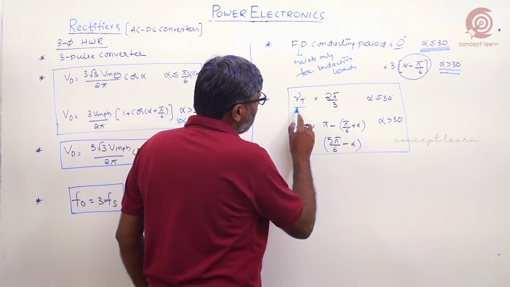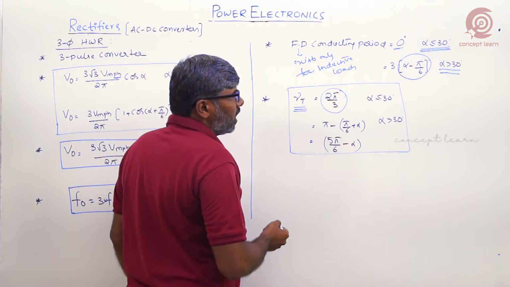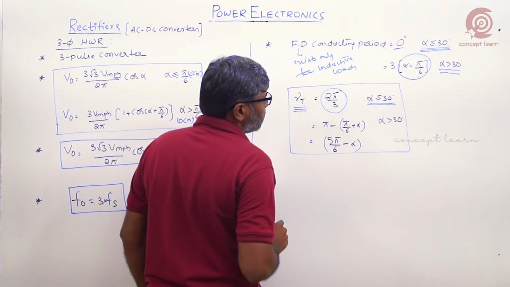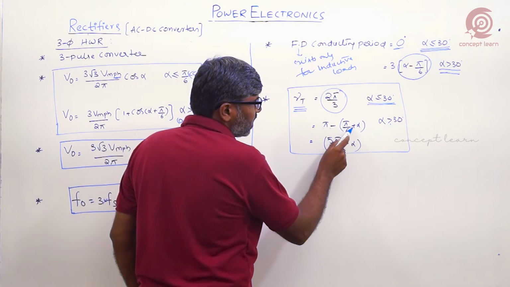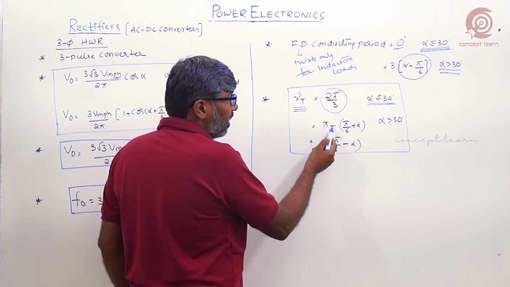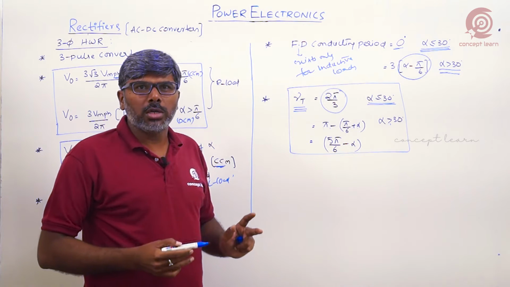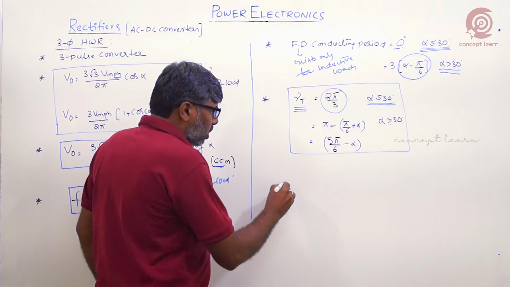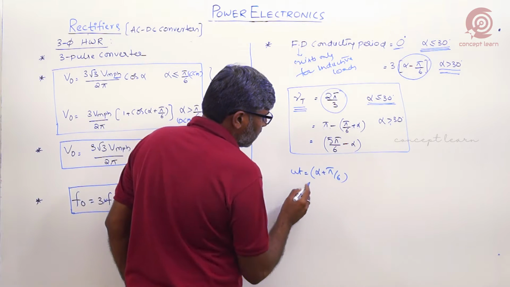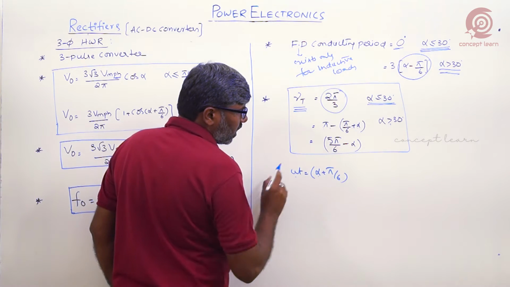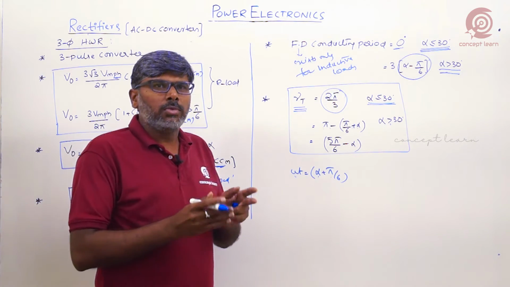Now what is the conducting period of the thyristor? Each thyristor: 120 degrees or 2 pi by 3 radians when alpha is less than or equal to 30 degrees. When alpha is greater than 30 degrees, pi minus pi by 6 plus alpha. Basically, you may ask a question: sir, pi minus alpha, why is it pi by 6 plus alpha? If alpha is 0, what? Omega t is not 0. Omega t is equal to alpha plus pi by 6. If alpha is 0, omega t is 30 degrees. Alpha 30, omega t is 60 degrees. Right?